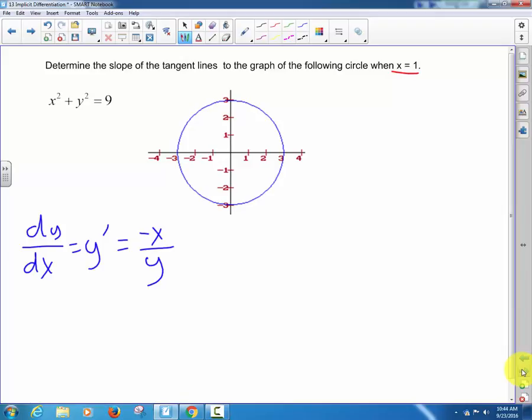Now that doesn't answer the question. To determine the slope of the tangent lines. Slope of the tangent lines. That implies there's more than one line, is there? Okay, where are the lines? How can that be? When the circle x equals 1, well, we've got 2 points, don't we? We've got x being 1 up here, and we've got x being 1 down here. So how are we going to find the slopes of these two lines? Any suggestions? How are we going to find the slopes of these two lines? Plug in 1 for x.